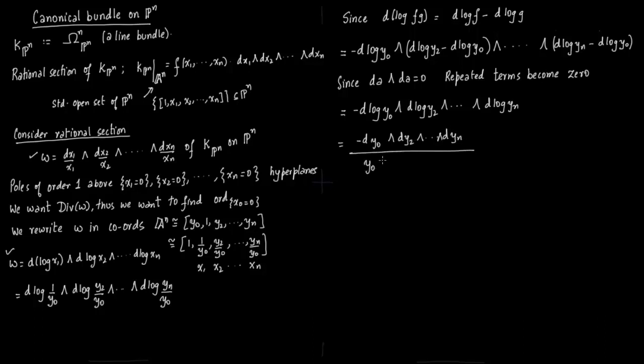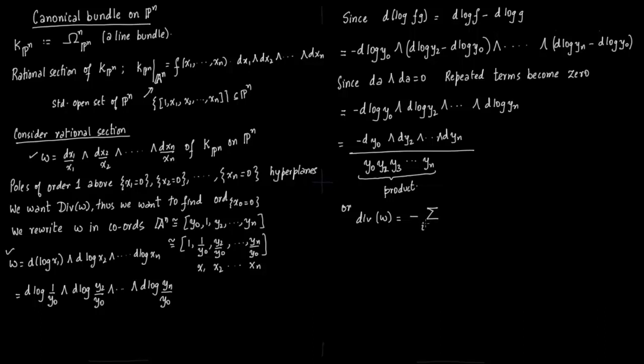Divided by y0 y2 all the way to yn. Now notice that in the denominator you have n terms. One is missing, so that is why you have n terms, and you are working on this open set. So you can clearly see, if you take into account the open set also, you will have O(-n-1) as the canonical form, or you can say your divisor of omega is minus.